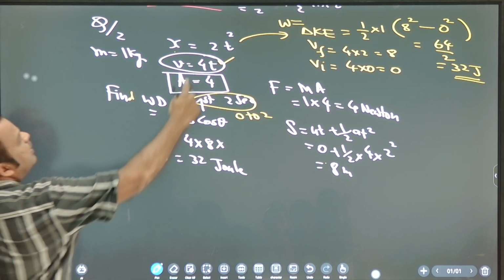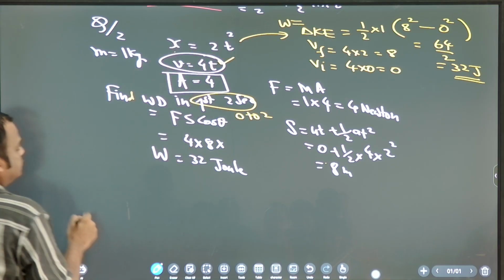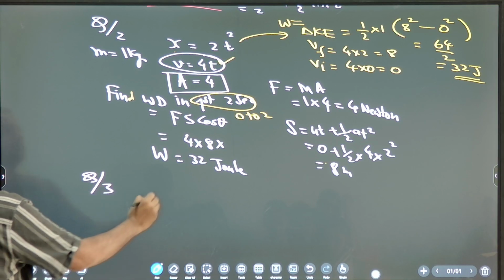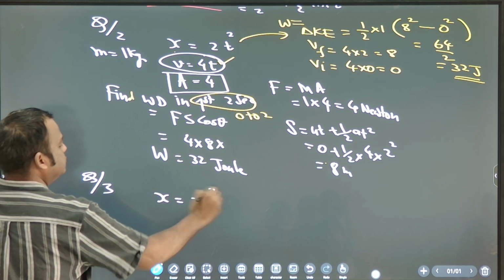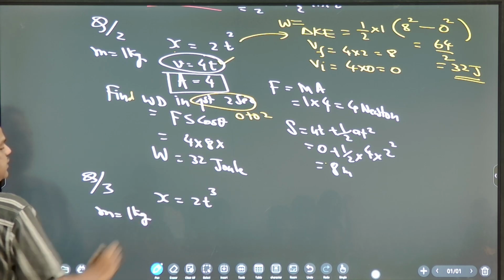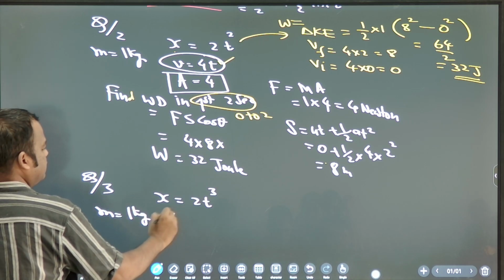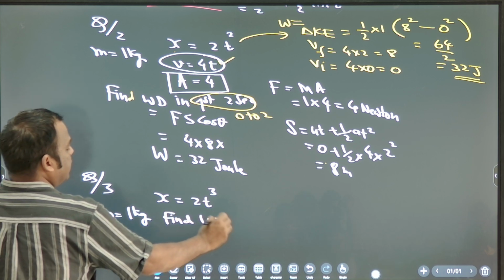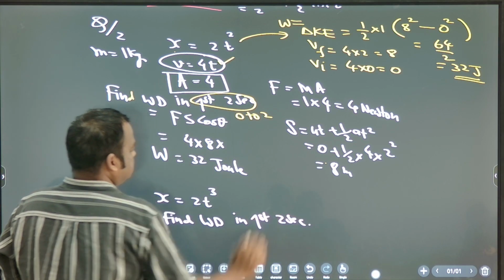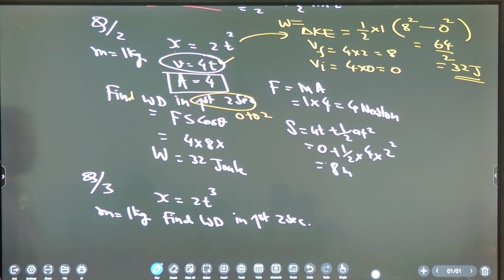Okay, now I will give 2t cube. Third question, you write. Third question. X is equal to 2t cube. Mass is 1 kg. Find work done in first 2 seconds.